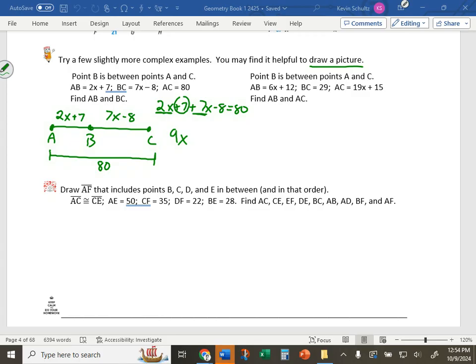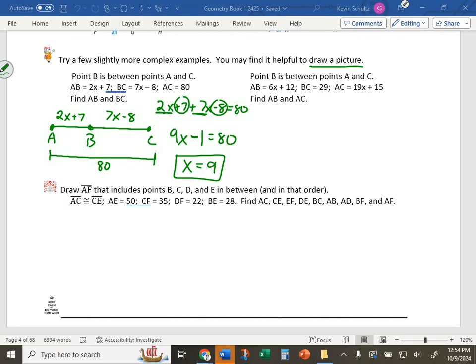Positive 7 and negative 8 make what? Negative 1. So 9x minus 1 equals 80. Pretty basic two-step equation. X equals 9. Now one trap that you don't want to fall into with geometry is thinking that solving for x is your answer. Usually in algebra it was. Solve for the variable. The question is find AB and BC.